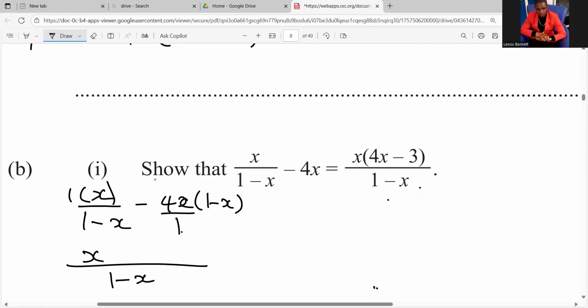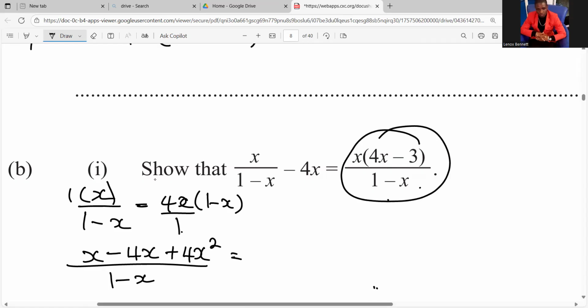So let's expand the bracket. Minus 4x times 1 is going to give us minus 4x. Minus 4x times minus x, that's going to give us positive 4x squared. But we're not finished yet because I want it to look something like this. All right? So let's just simplify this. x minus 4x is going to give us minus 3x plus 4x squared. And we have 1 minus x. It still does not look like that, right?